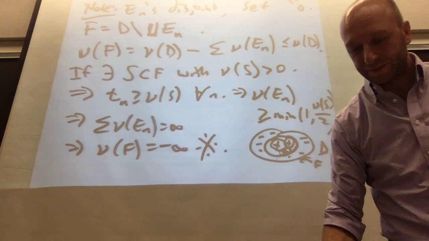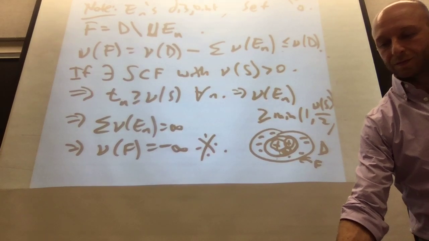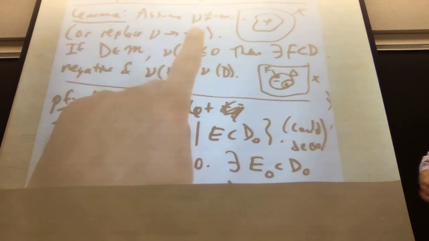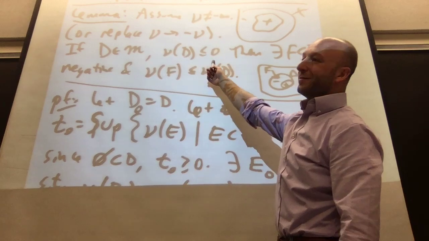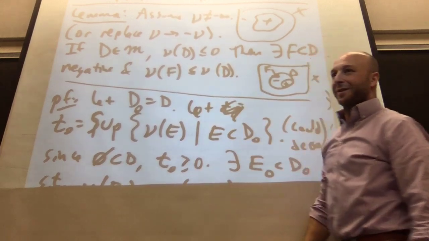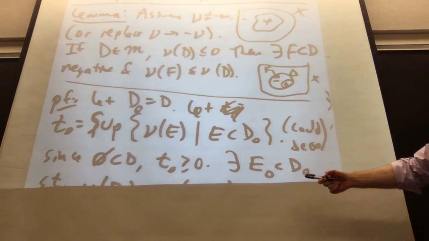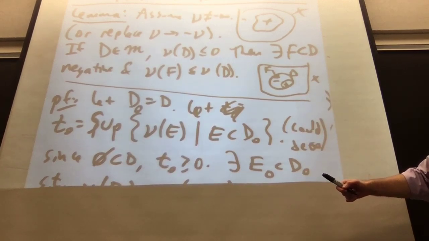Did we assume at the end? Yeah, we have nu of D is finite from the beginning. Well, nu of D is finite because from the very beginning we assume nu of D is negative, and it doesn't take the value negative infinity. So it's automatically finite. Okay, this argument we're going to run one more time, and it will prove the Hahn decomposition.